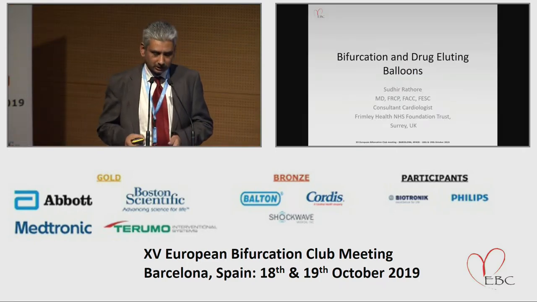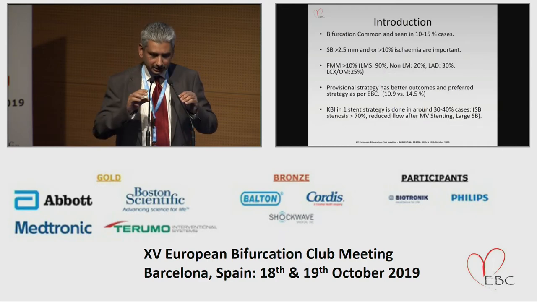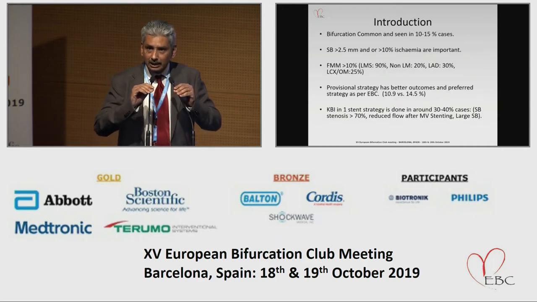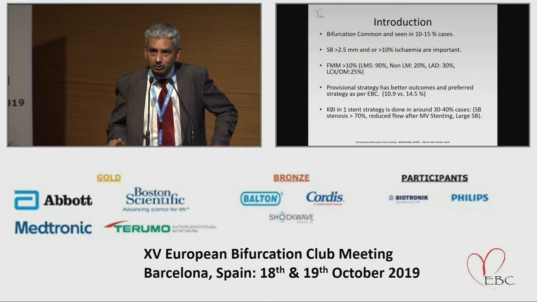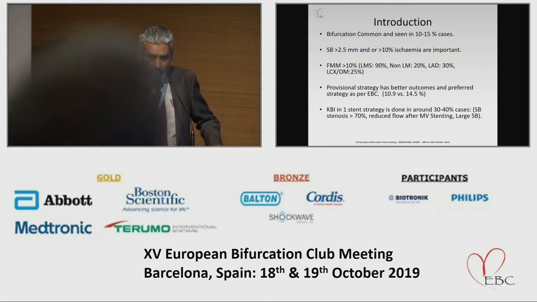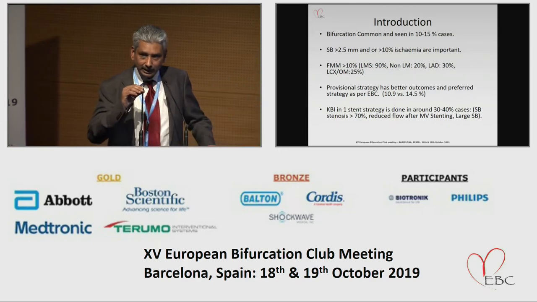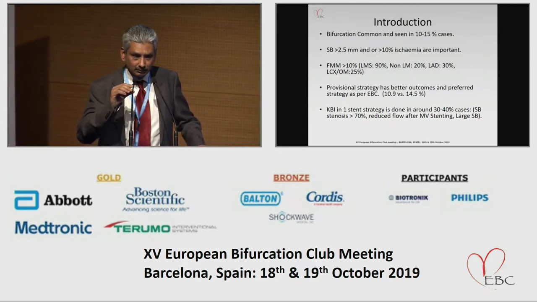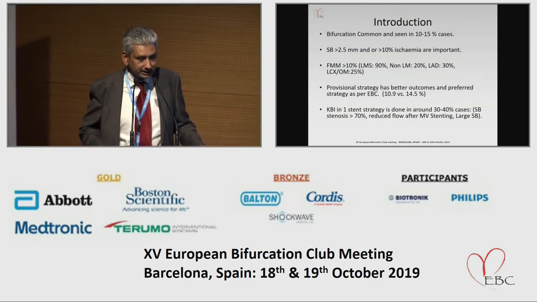This session is dedicated to bifurcation drug-eluting balloon. Just a couple of minutes for the introduction. You all know the bifurcation lesions are common, seen in about 10 to 15% of the cases. The significant side branches, which are more than 2.5 millimeter in diameter, or inducing at least 10% of ischemia, or by other methods detected responsible for more than 10% of ischemia, are relevant.